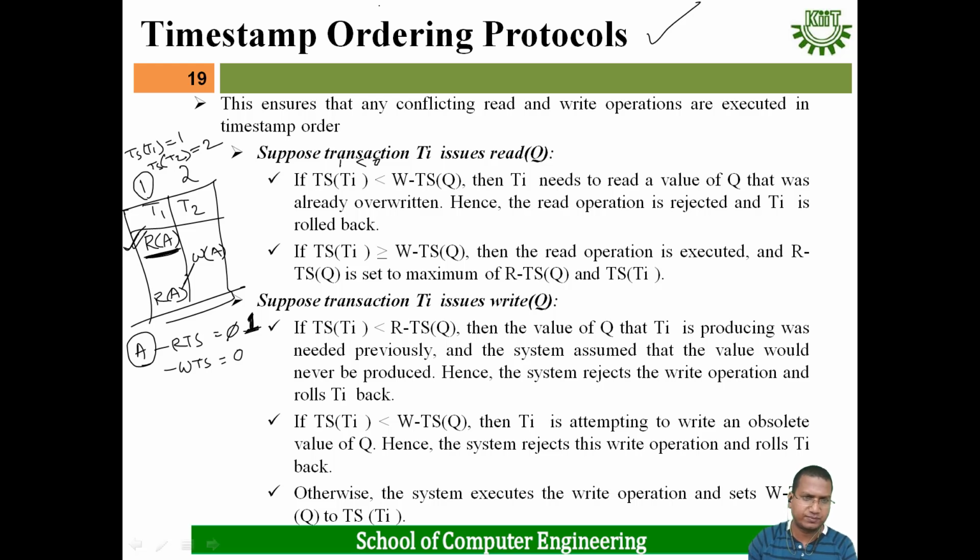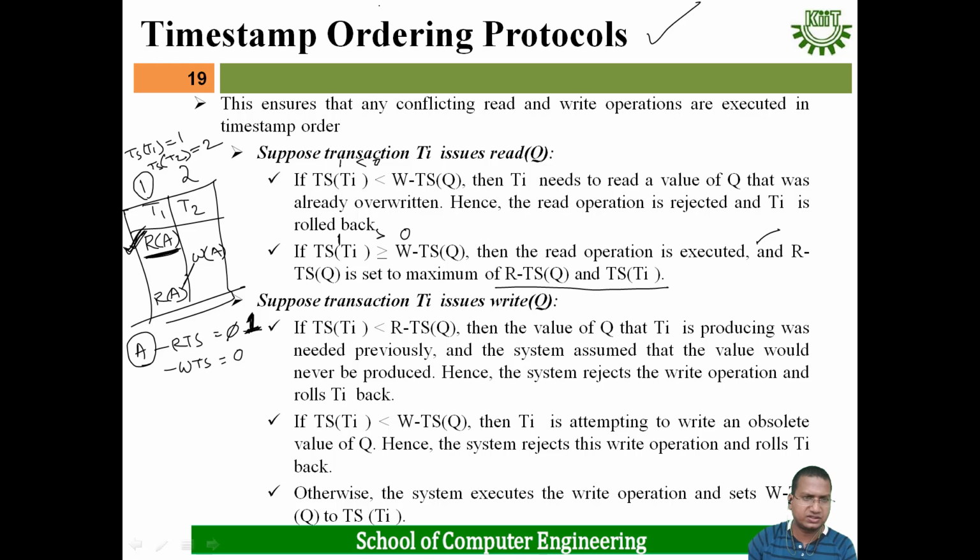Here the write timestamp of A is equal to 0. The timestamp of T1 is 1, which is greater than the write timestamp of A, which is 0. Then the read operation is executed and read TS of Q is set to the maximum of the read timestamp of A and the timestamp of Ti. What is the maximum? That is 1. 1 will be set here. In this case, this read operation will be performed.